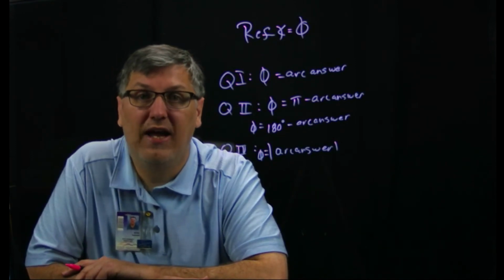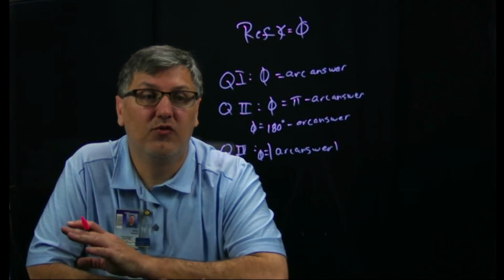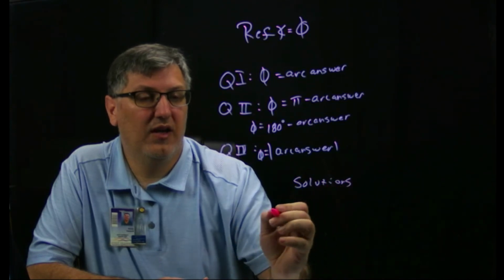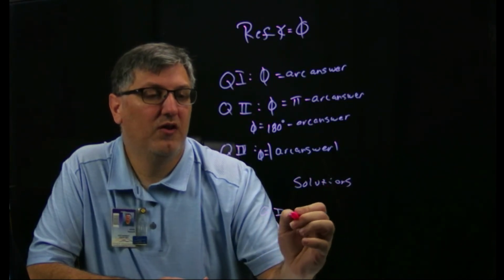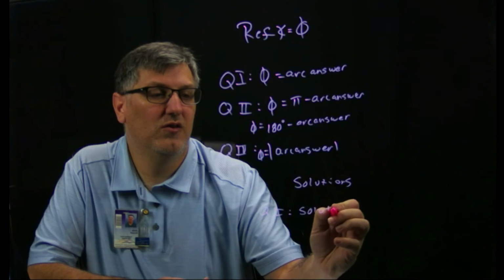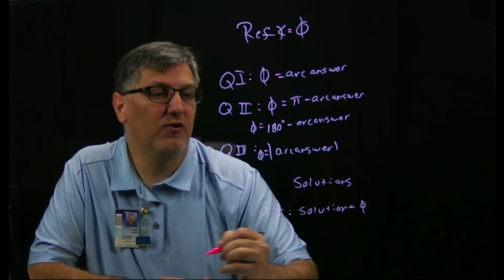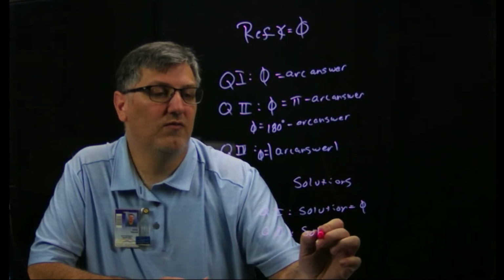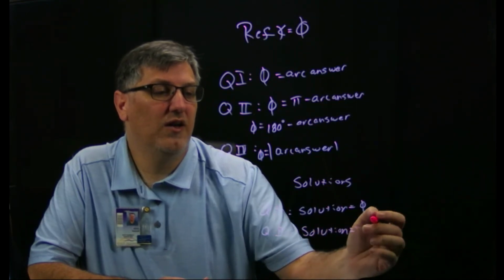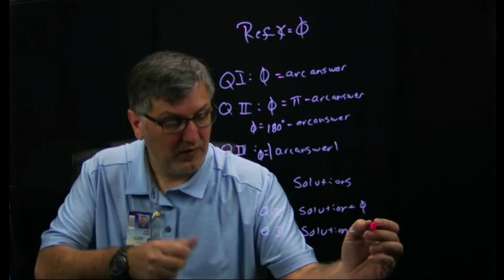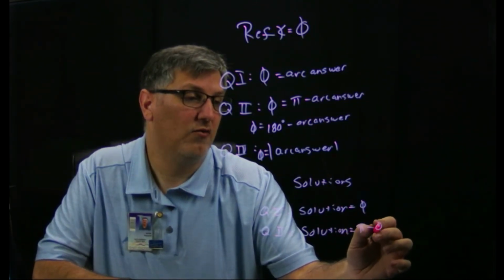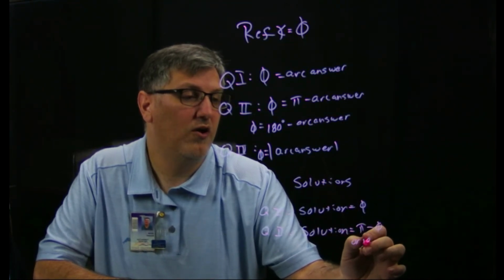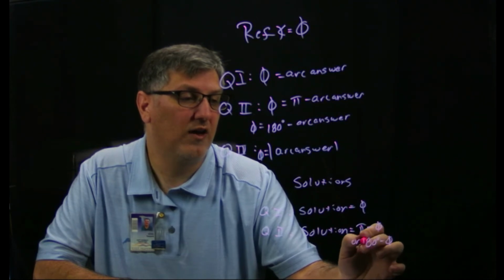Once you have your reference angles, you're ready to find your answers. So to find your solutions, in quadrant 1, your solution equals your reference angle. In quadrant 2, your solution equals pi minus your reference angle, or 180 degrees minus your reference angle.